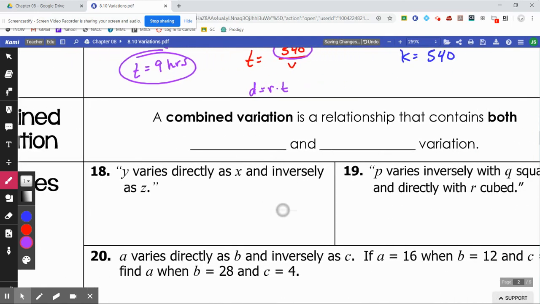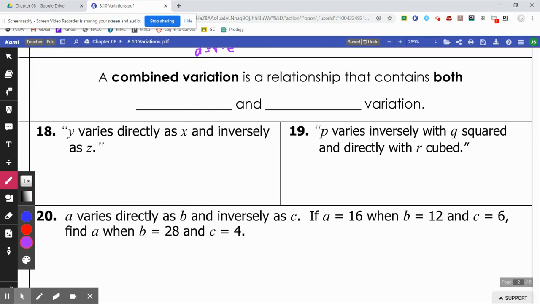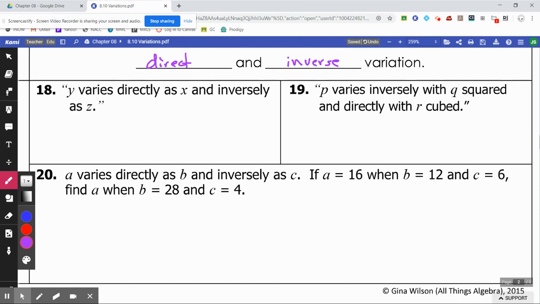Now finally, we're going to talk about combined variations. A combined variation is a relationship that contains both direct and inverse variations. It has to have both. So anytime it says y varies directly as x and inversely as z, you have directly as x, so we're going to go ahead and do our constant here, and then anytime you see that word inversely, it merely means divided by, so inversely as z. And you can think of it as before when we said y varies inversely as x, we did divided by x. So anytime you see that inversely, think division. So that would be that scenario.